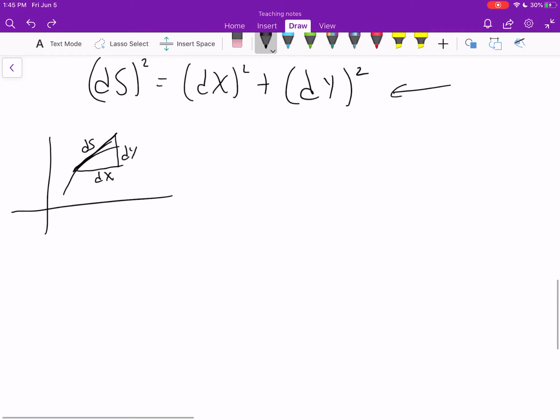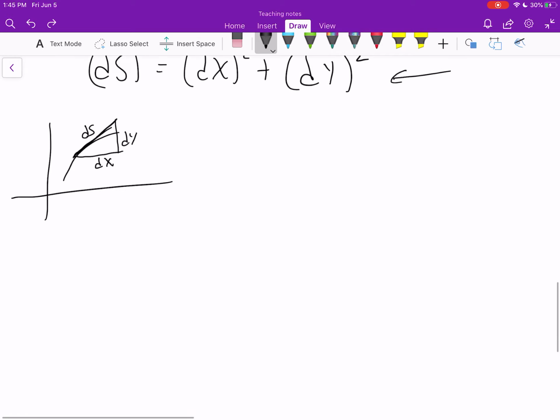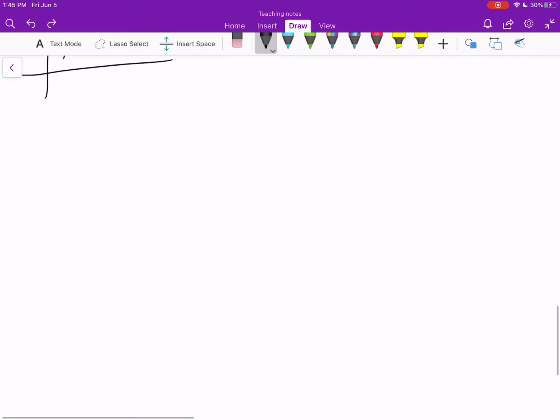So that's just kind of an aside with a geometric interpretation of this thing. It's supposed to help your understanding of this, but let's just move on to an example. So this is our last example for this section.